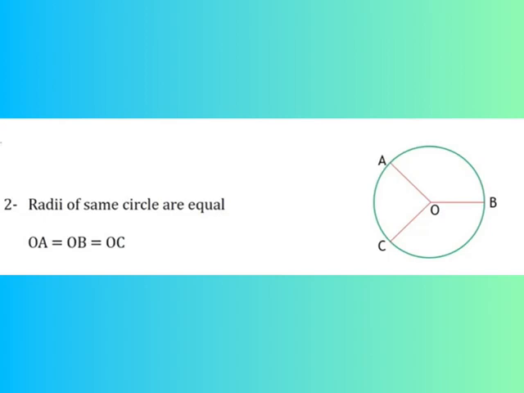Now we will move to property number 2. Radii of the same circle are equal. And as we know, radii is the plural of radius. And all the points on the circle are at the same distance from the center. Then we can conclude that OB equals OA equals OC.